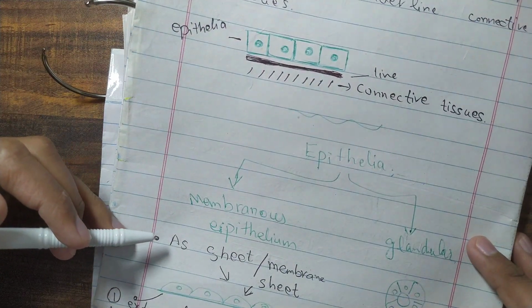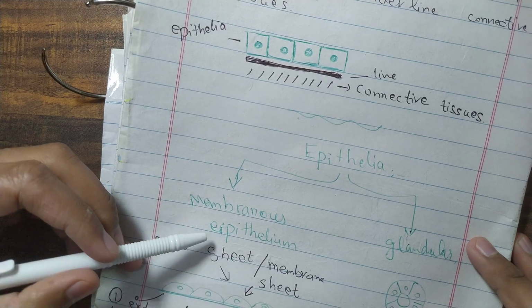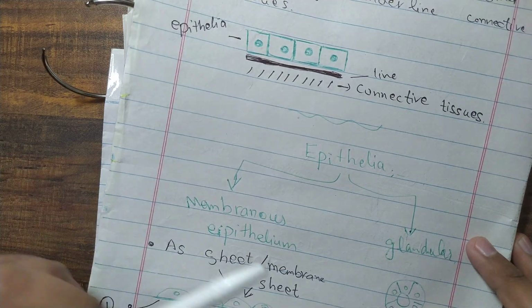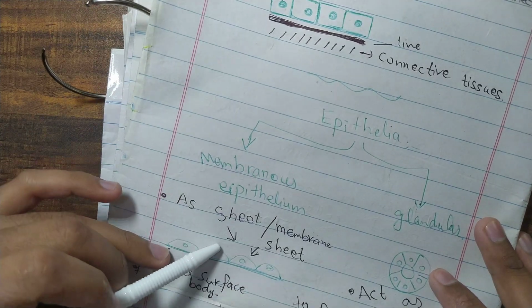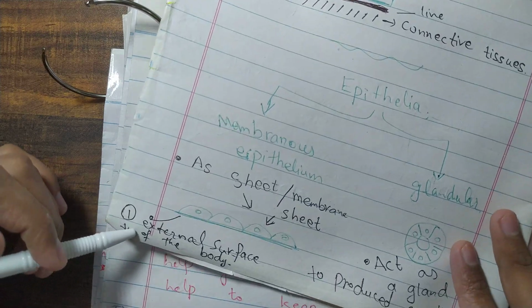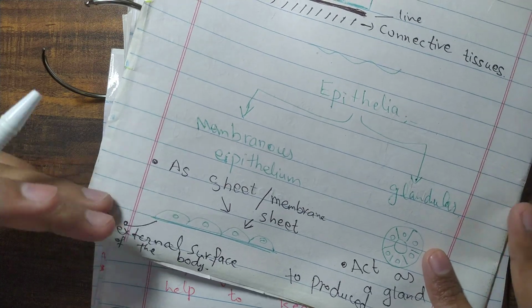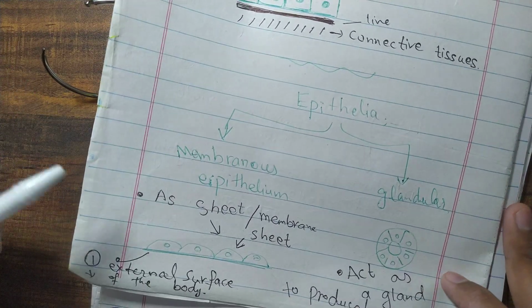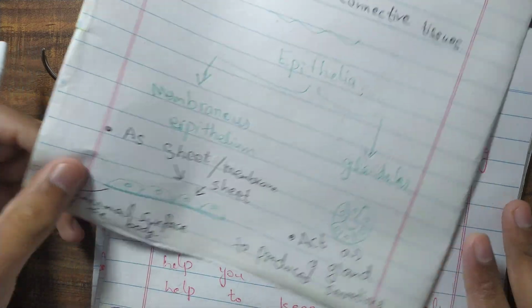Epithelia is divided into two groups: membranous epithelium and glandular epithelium. Membranous epithelium works as a sheet or membrane, making the external surface of the body. Glandular epithelium works as a gland to produce secretions.